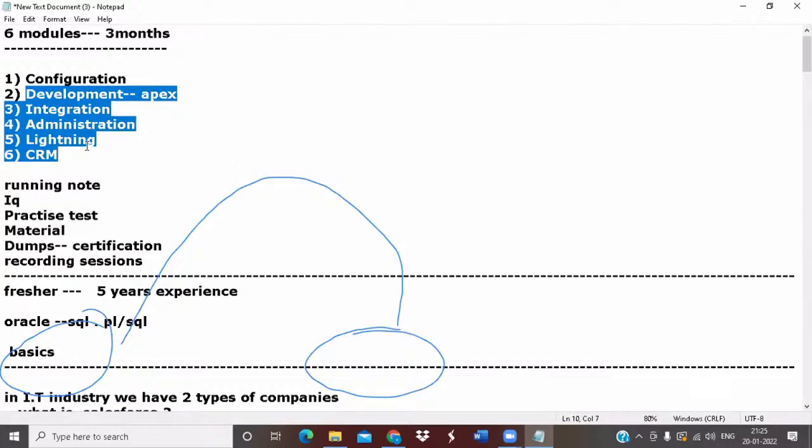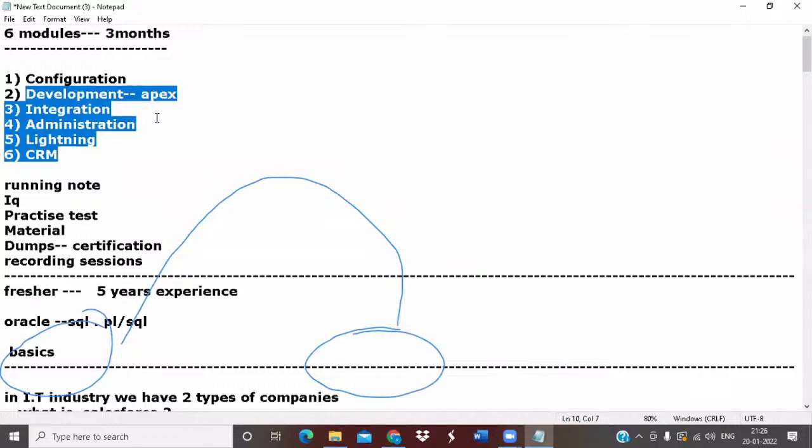Development and integration part. After configuration, development and integration will come, right? That's why I'm asking. After configuration, generally I follow development, integration and administration. This is the order I am following. But some people request me, sir, after configuration, please let me start administration. I want to go for the administration side. So I have a doubt.